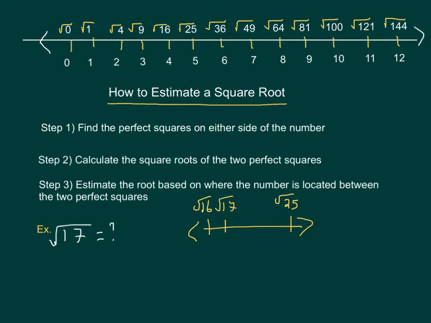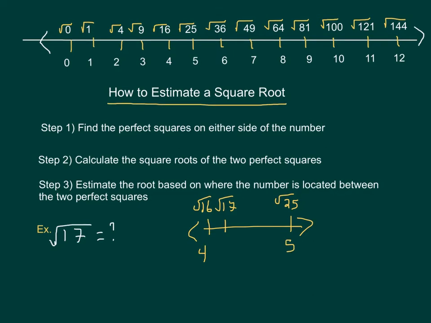Now, step 2, it says calculate the square roots of the two perfect squares. That means we're talking about these guys, 16 and 25. When I look at my chart, the square root of 16 is 4, so I can write that right here. And the square root of 25 is 5, so I'm going to write that right here.